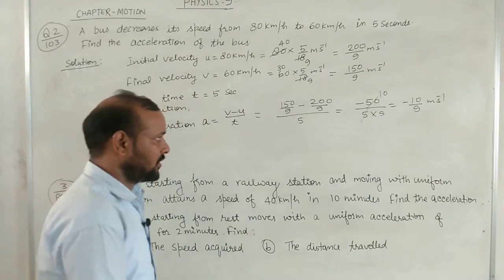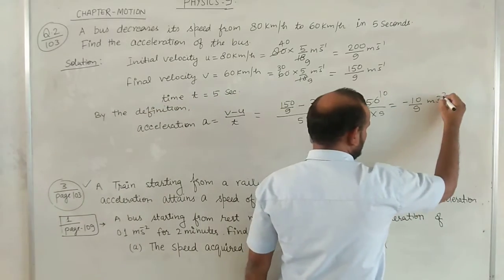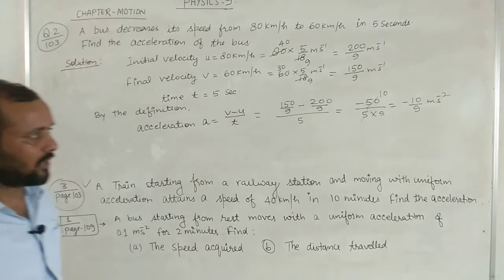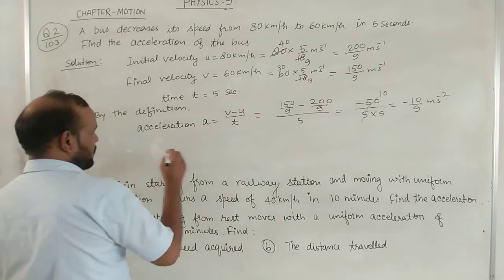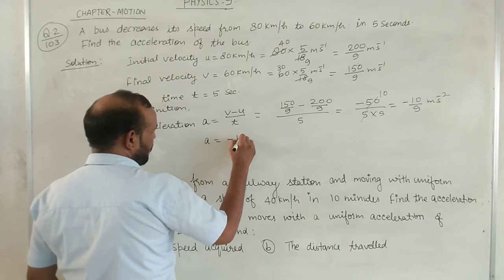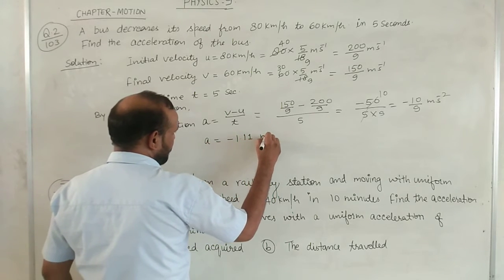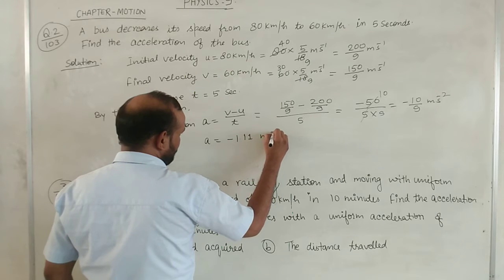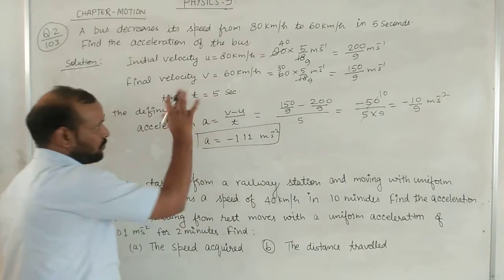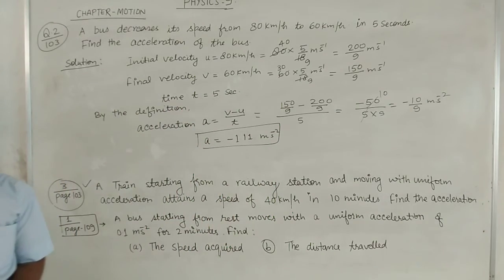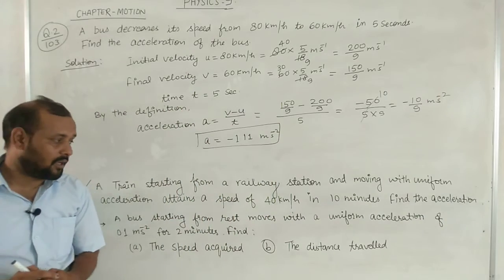This is the answer, in meter per second square. Acceleration is minus 10 upon 9 meter per second square. Then you can write it as minus 1.11 meter per second square after solving. This is the solution. Pause the video and solve this question similarly.